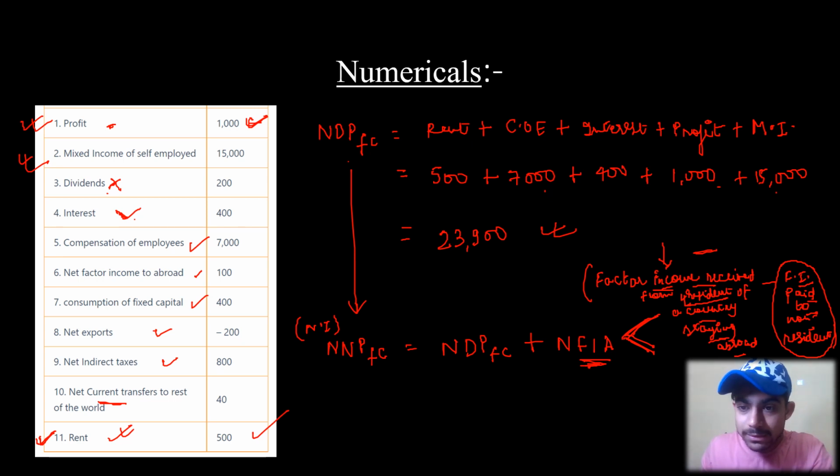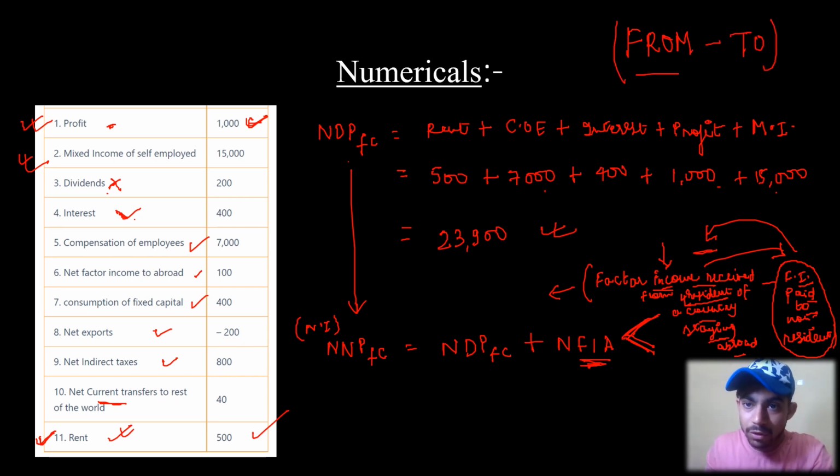Here one blunder happens. What happens is people write factor income paid to non-resident here, and from here. There is a very simple way to remember this: always remember from minus to. NFIA means from what we are getting from the resident of our country that is staying abroad to what we are paying to the non-resident of our country that is working in our country.